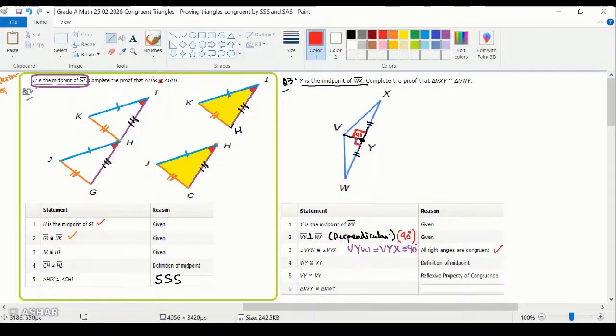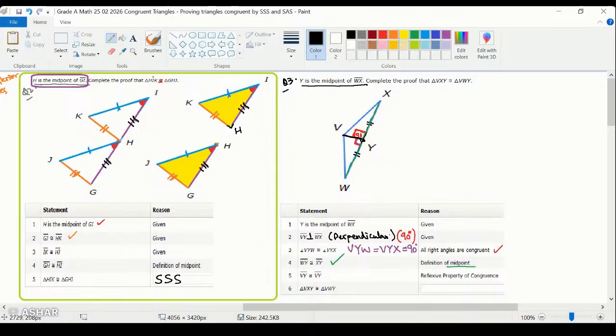Right angles. They're saying WY length and XY length are the same. This length equals this length. That's already given to us. Okay, midpoint. Then VY and VY are the same. Obviously, we have a common length, a common side.